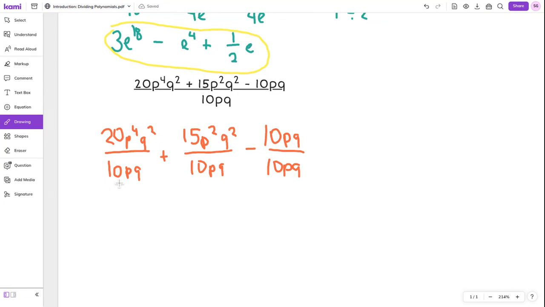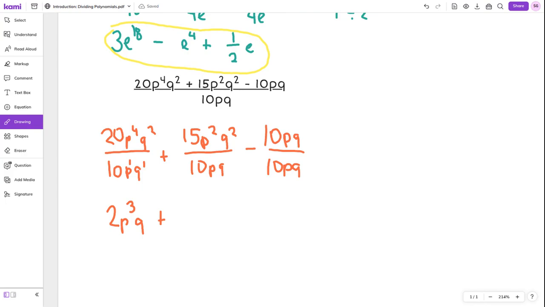So for this first part, 20 divided by 10 is going to give me 2. And then looking at p, I have p to the 4th power divided by p. For each of these pq's at the bottom, remember p has an exponent of 1 and q has an exponent of 1. So I'm doing 4 minus 1, that's 3. And then for q, I have 2 minus 1, that's 1, and I'm not going to write that exponent 1.